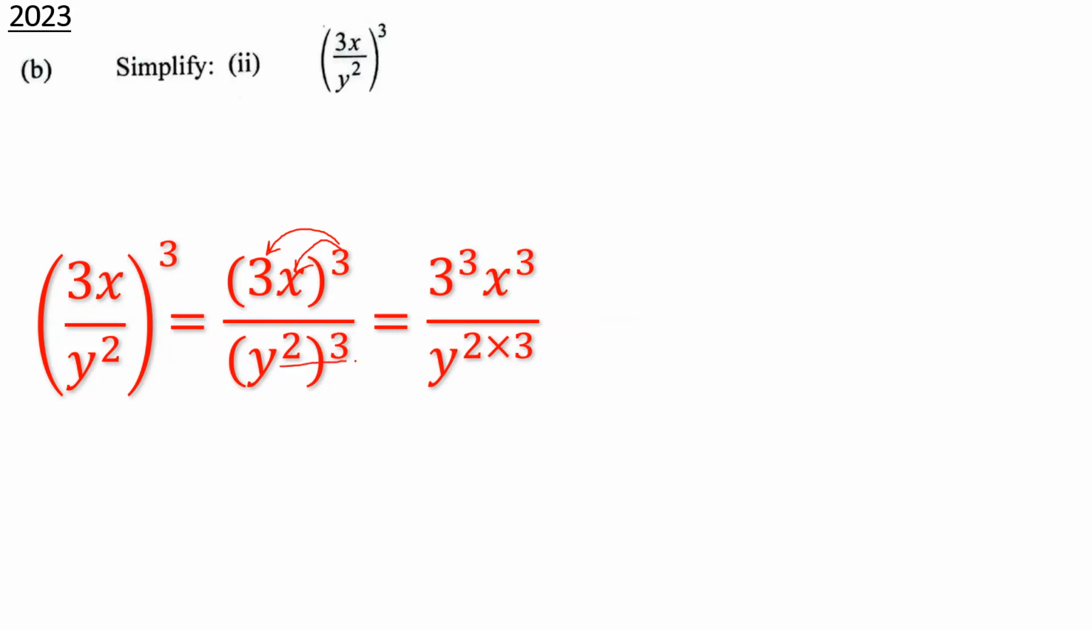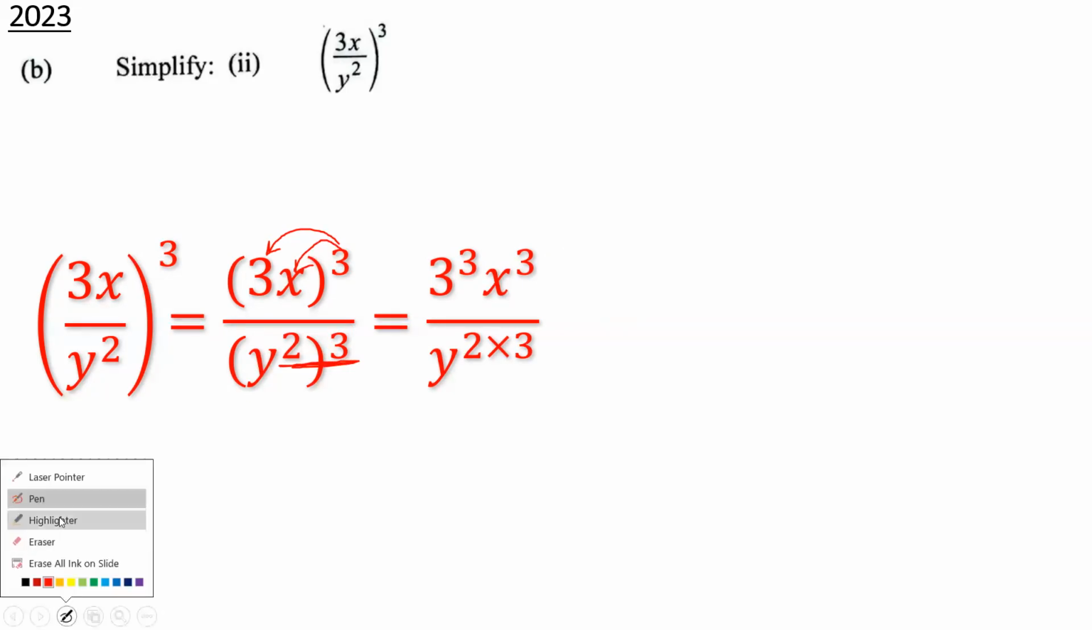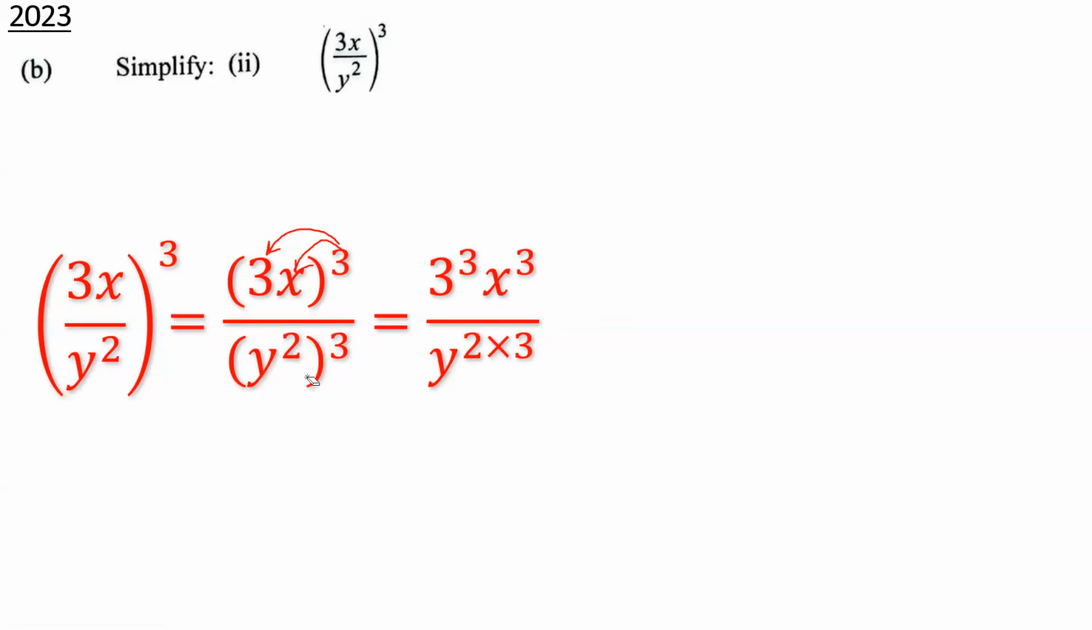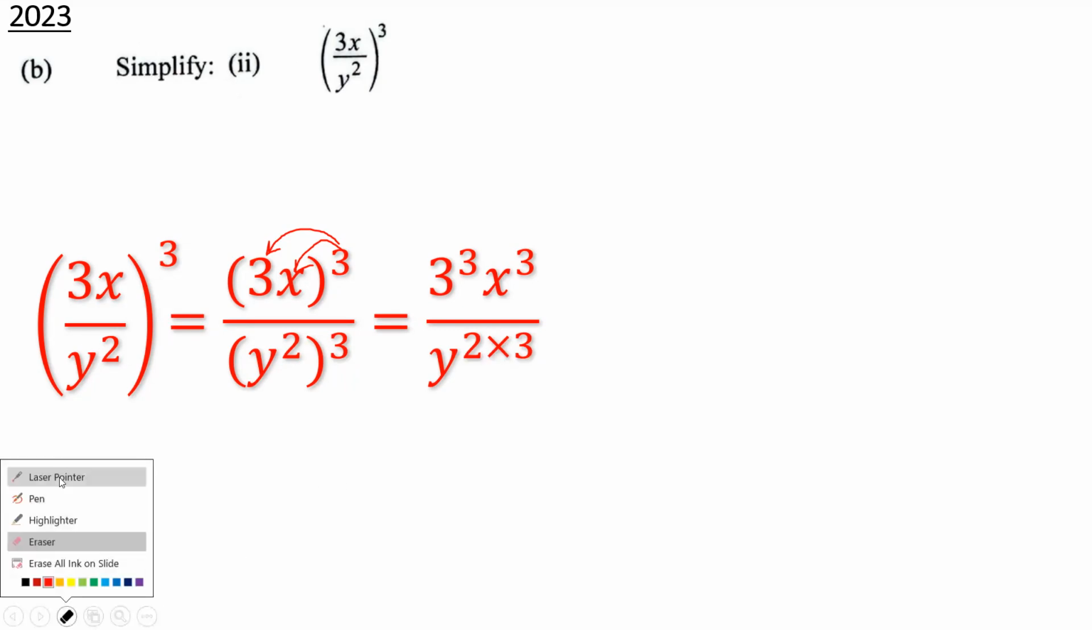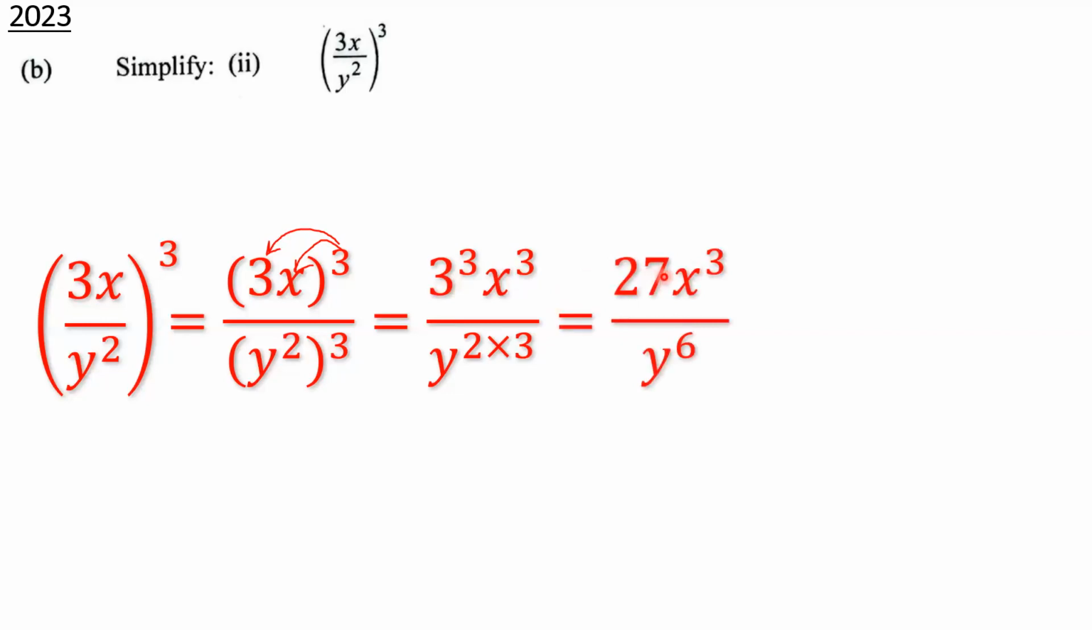For this one, we have to multiply the powers. So if we have y squared all raised to the power of 3, then what we have to do with the exponents is multiply the exponents or multiply the indices. And so that's the rule. So we have 3 to the power of 3, which is definitely 27, and we have x to the power of 3. And 2 times 3 is definitely 6. And so we have y to the 6. So our answer is 27x cubed all over y to the 6. And we leave it just like that.